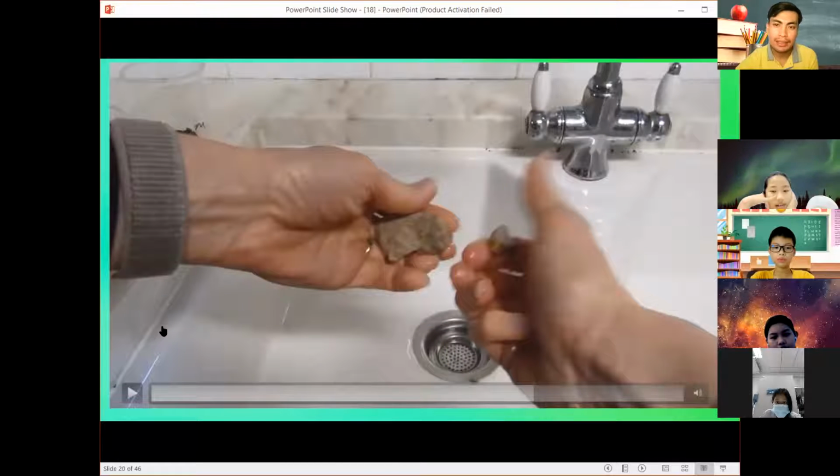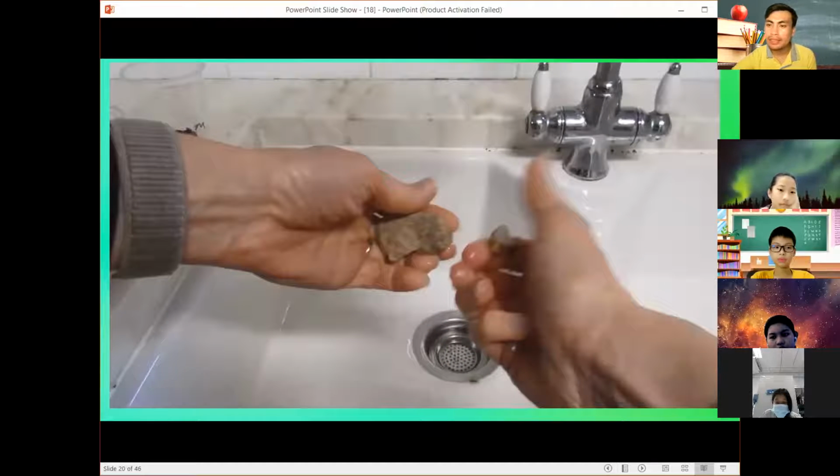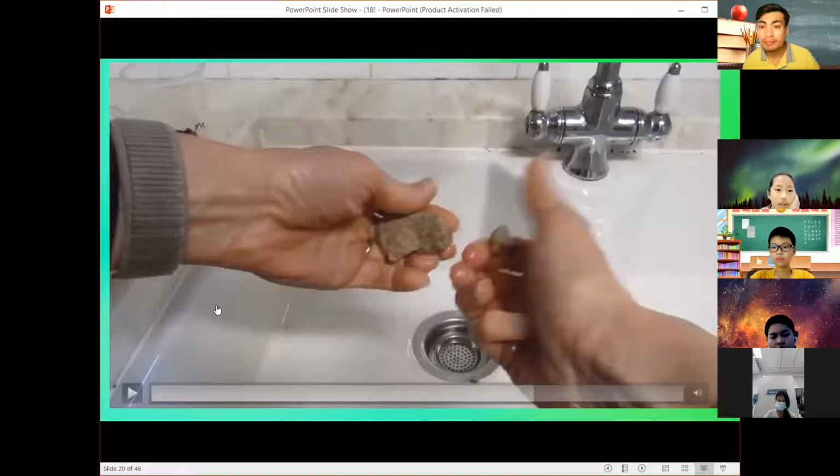Wow, what happened? What happened here? Can somebody explain to me what happened in the sandstone? It can break easily. Yes, it becomes brittle, right?